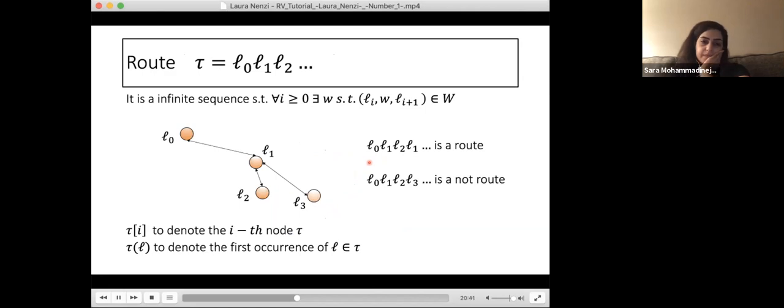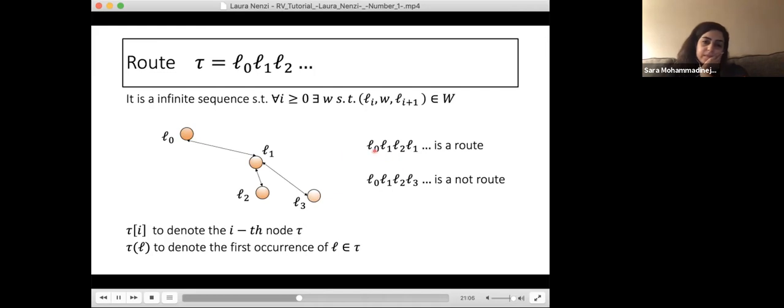We define then a route. A route is an infinite sequence of locations. And the important characteristic of the route is, of course, that for each pair of locations in the sequence, there should be an edge. So you can see here two examples.